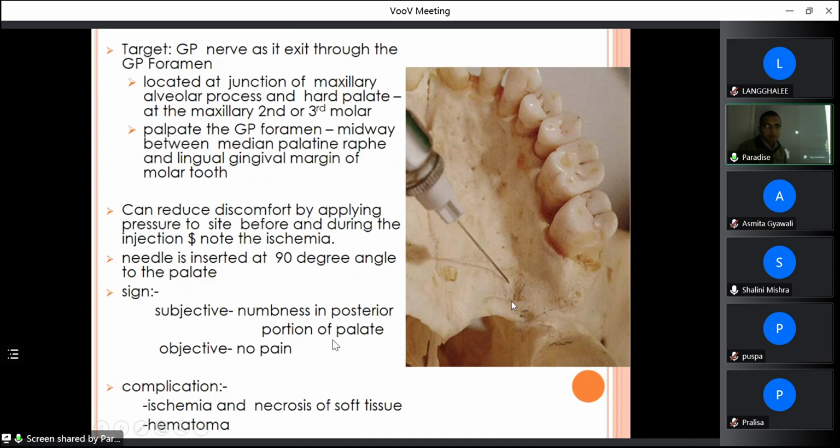Our target is this greater palatine foramen. The nerve is always associated with an artery and vein, so the chances of rupture of blood vessels are very high, and you have to aspirate.